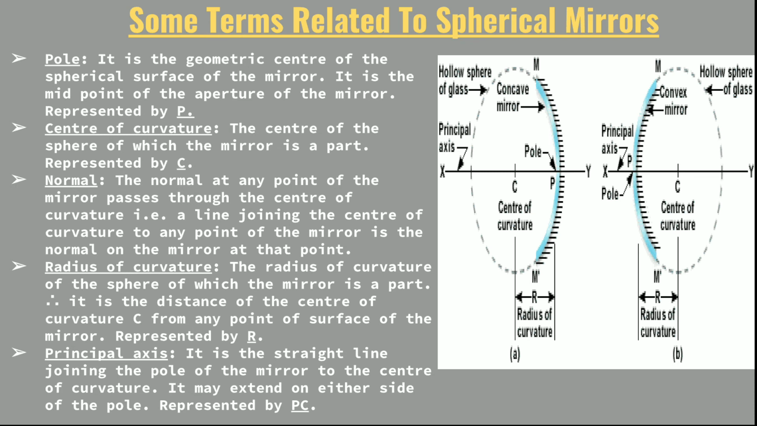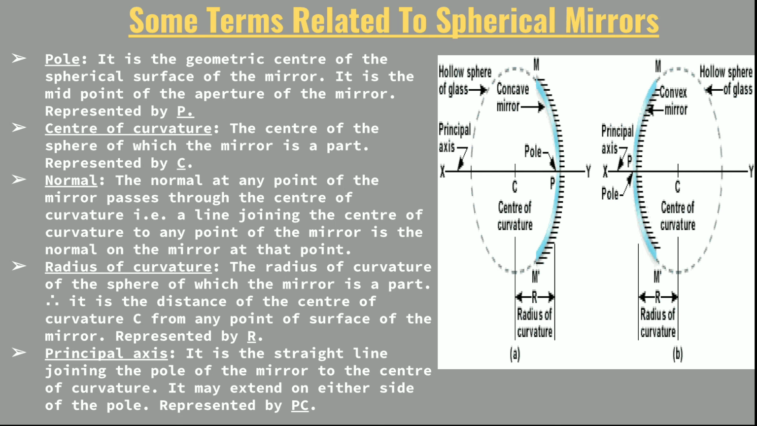Then we come to the radius of curvature. What is the radius of curvature? It is the radius of the sphere of which the mirror is a part. It is the distance of the center of curvature, that is C, from any point of the mirror, that is from P to C, pole to center of curvature, represented by capital R. See, it's mentioned here.